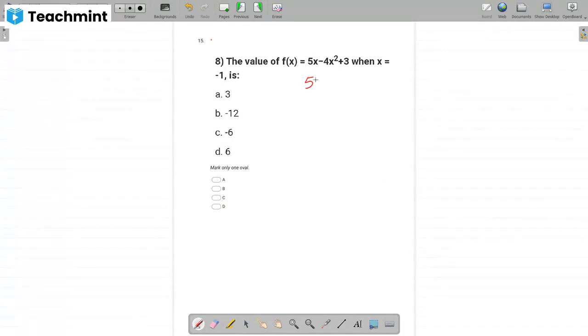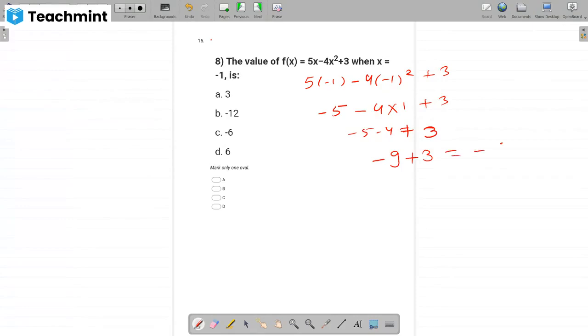Okay, so 5 multiplied by -1 minus 4 multiplied by -1 square. So -5 minus 4 multiplied by -1 square is 1. So -5 minus 4 is minus, sorry, I forgot this plus 3. So -4 minus 5 plus 3. So -4 minus 5 is -9. -9 plus 3 is -6. So the correct answer is -6. Third option, option C is correct.